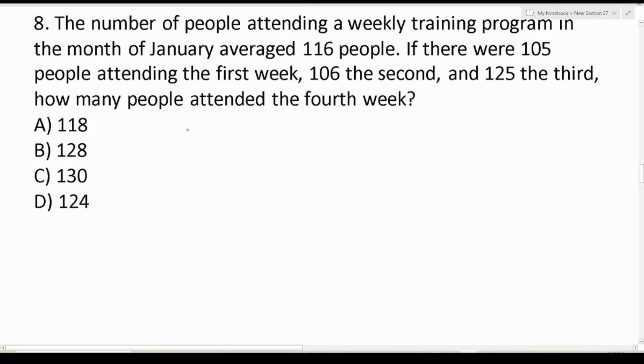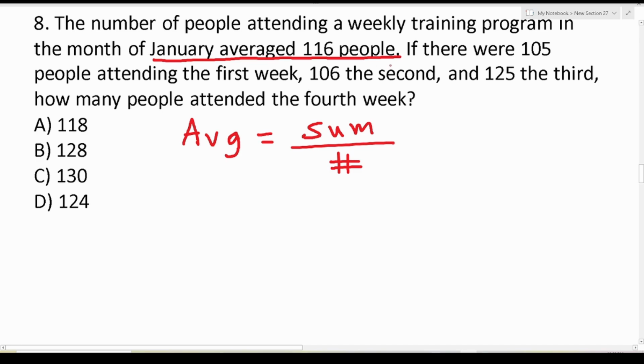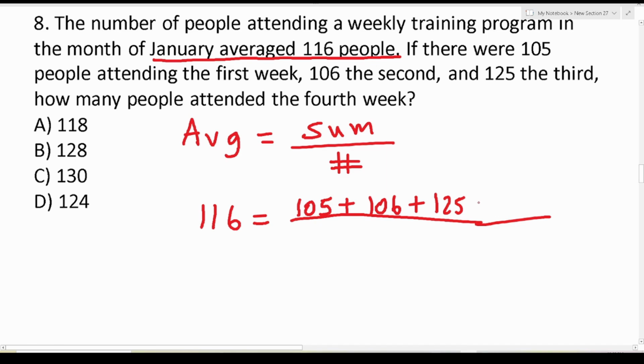So again, to find the average of anything, you always find the sum of all the data points divided by how many data points there are. In this case, we're told what the average of January was. That was 116. So in place of this average, we're going to put 116. Likewise, we're told the first week of January, 105 people attended. The second week, 106 people attended. And the third week, 125 people attended. And we want to figure out how many people attended the fourth week in January.